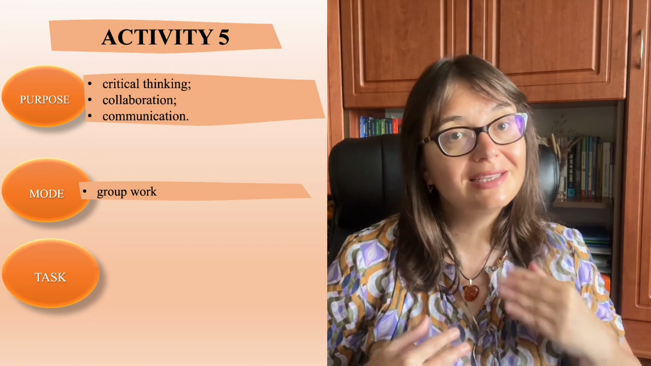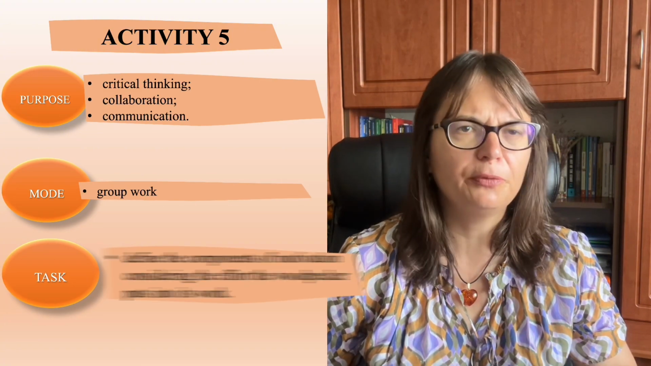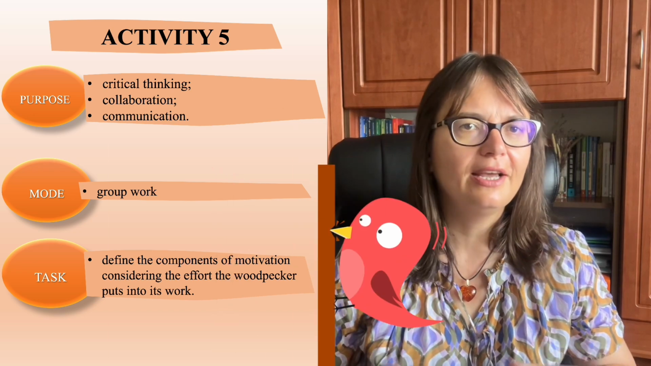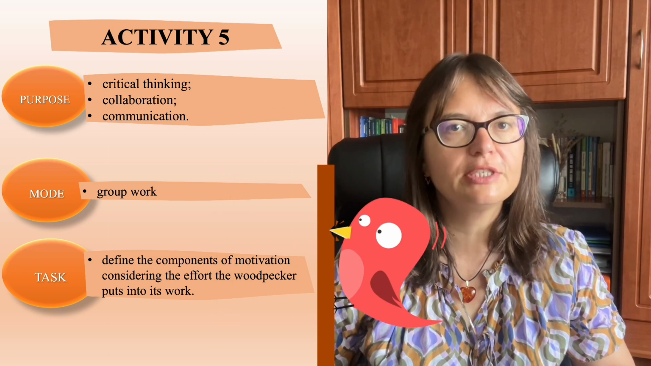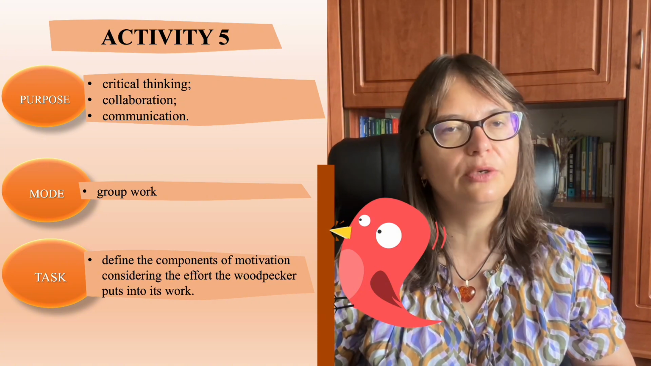In Activity 5, they are asked to define the components of motivation. But before, ask them to watch a short video clip with a woodpecker pecking a tree. The first thing they should do is to come up with as many adjectives as possible describing the woodpecker within 1 minute. Each group is to name the adjectives that haven't been mentioned by the other groups. Usually they come up with such adjectives as hardworking, diligent, motivated, enthusiastic, persistent, consistent, persevering, assiduous, industrious, active, busy, etc.